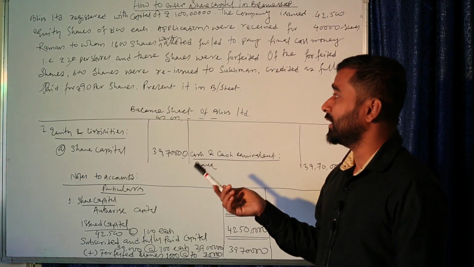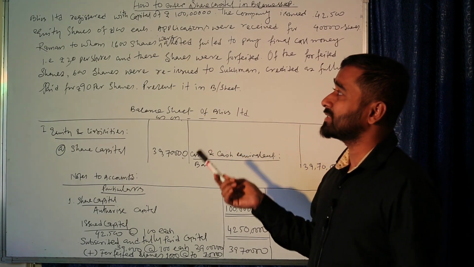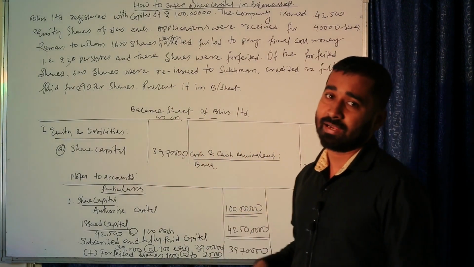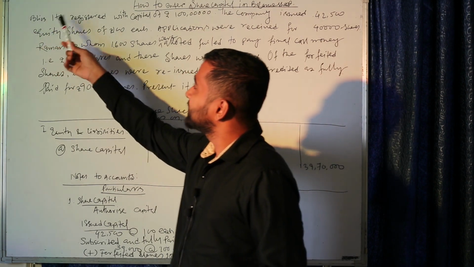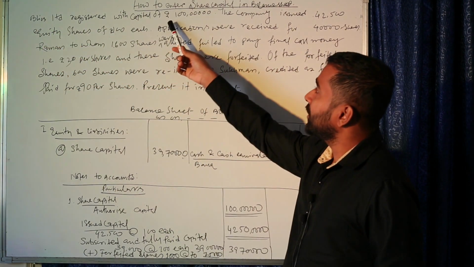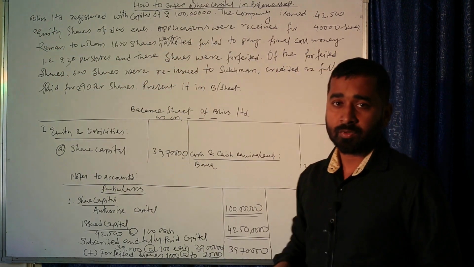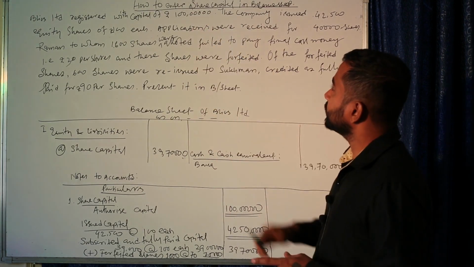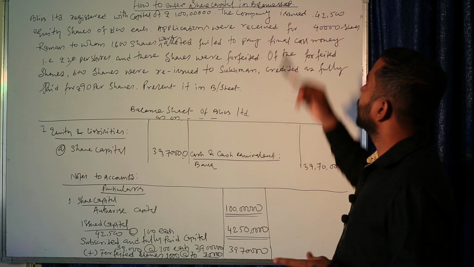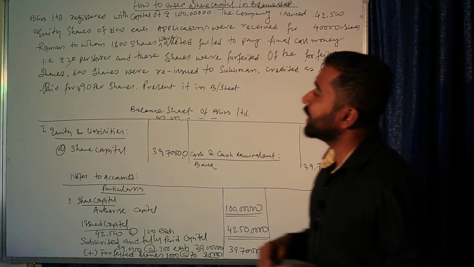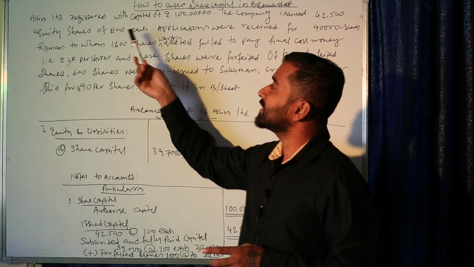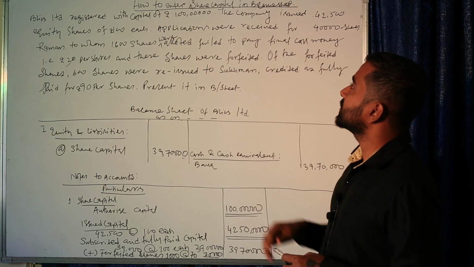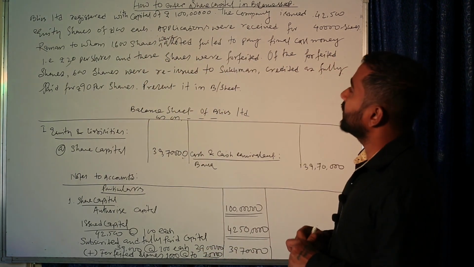Let's see one small question here. Let's see how to deal with the money we received out of the issue of share capital. Bliss Limited is registered with capital of rupees 1 crore. So here that amount has been given directly, 1 crore rupees. The company issued 42,500 equity shares of rupees 100 each. Applications were received for 40,000 shares.